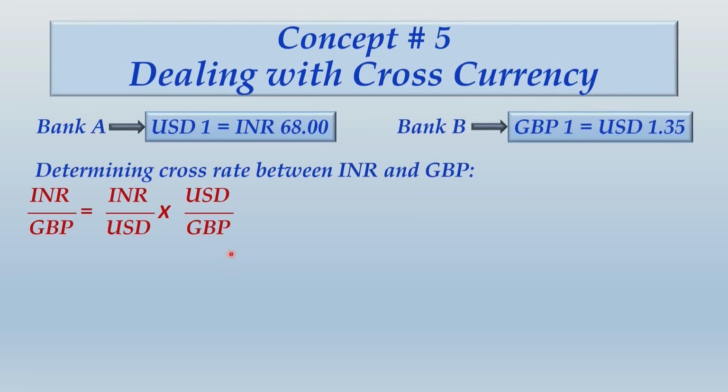Now from where did I get this? INR per USD I got from Bank A, correct? Check. We have just understood that the same quote USD1 equals to INR 68 can be written in this kind of format, INR per USD. This is what we have talked about in the earlier discussion. And now from Bank A I got INR per USD, from Bank B I am getting USD per GBP.